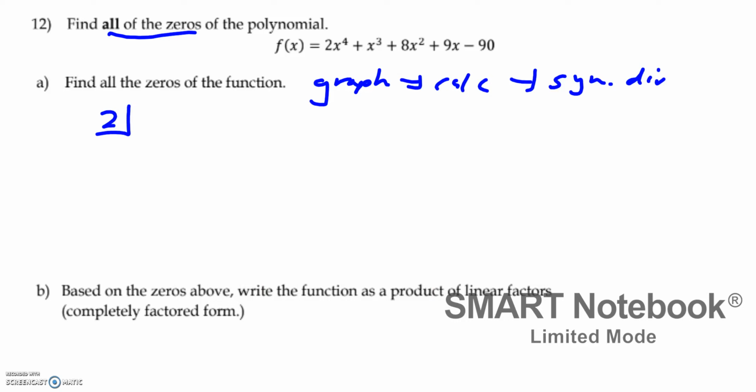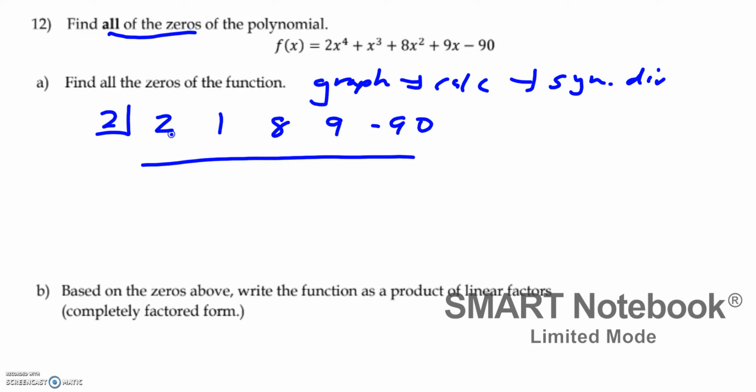So I'm going to take 2, divide it into my lead coefficients, and if it has a remainder of 0, I know it's truly a root. So bring down the 2, multiply, combine, multiply, combine, multiply, combine, multiply. Negative 90 plus 90 is 0, which means that this is a root.